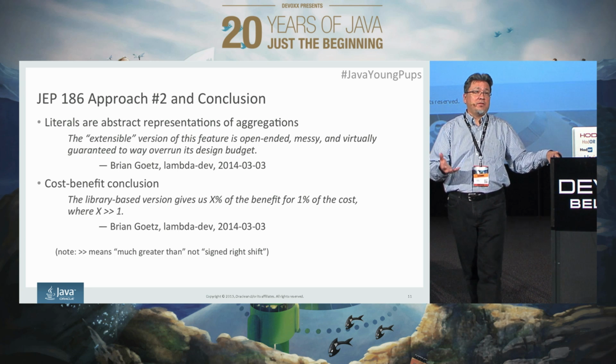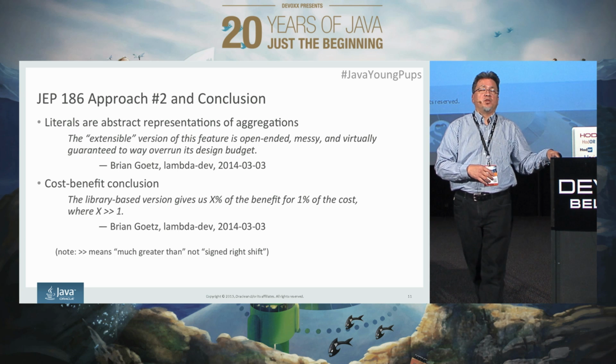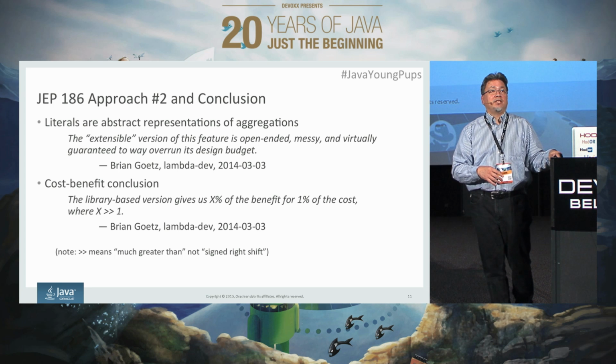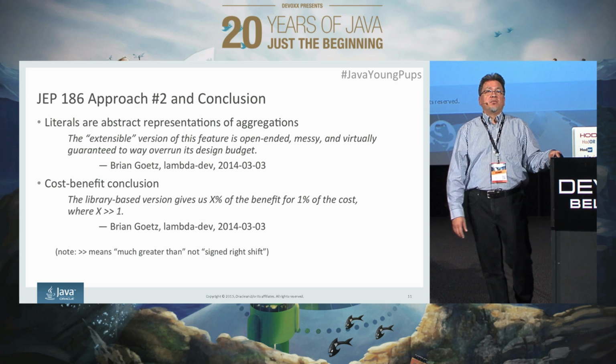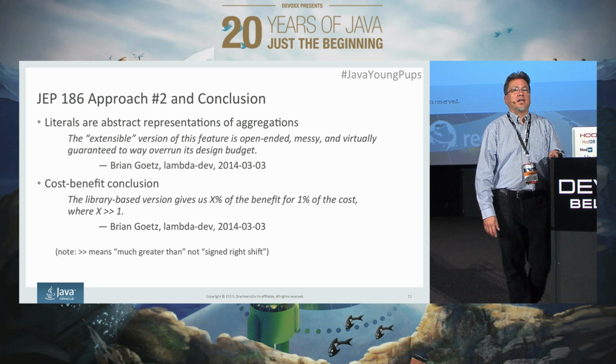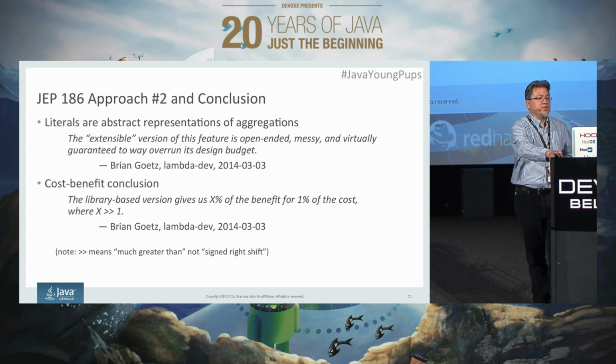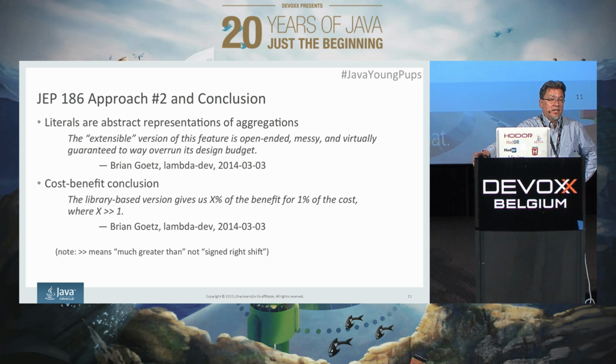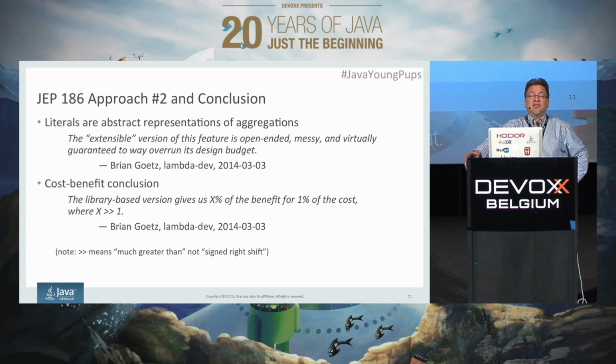In particular, it would have taken a lot of time away from value types, which you may have heard Brian Goetz talk about at other conferences. It's a very important feature that's required a lot of attention. Doing something like this would have been a distraction from that, and that was not an approach they wanted to pursue. So instead of designing an extension to the programming language, they said, let's revisit this idea of a library-based solution. What Brian said at the time was, it gives us X% of the benefit for 1% of the cost, where X is much larger than 1. And I think that's true.